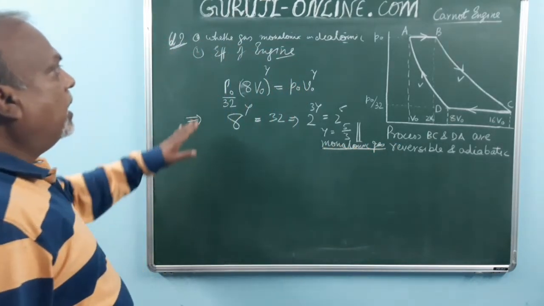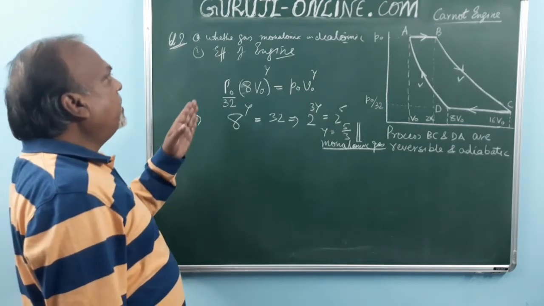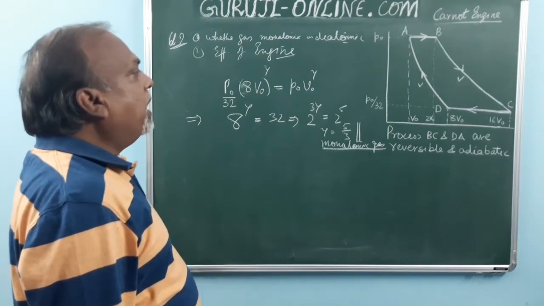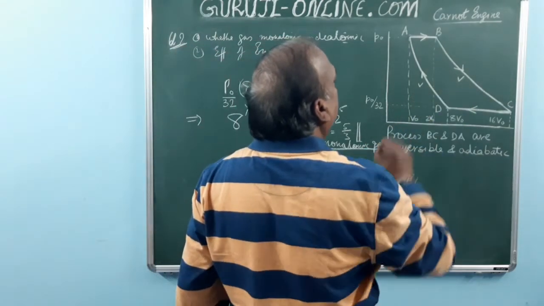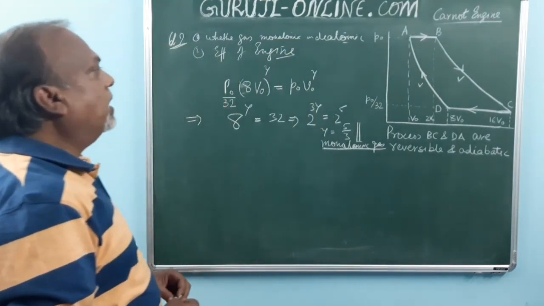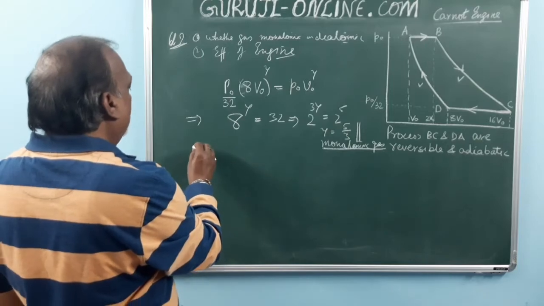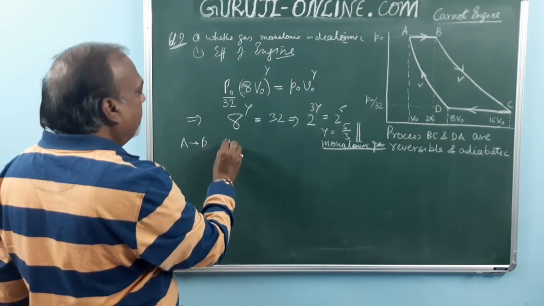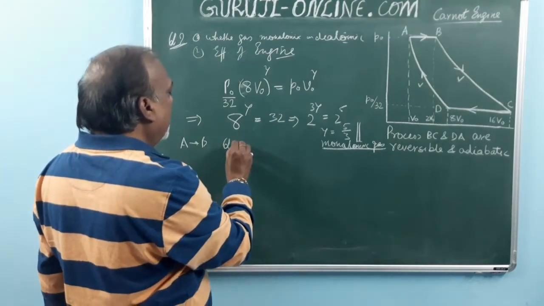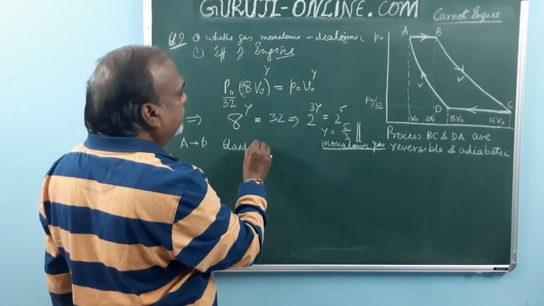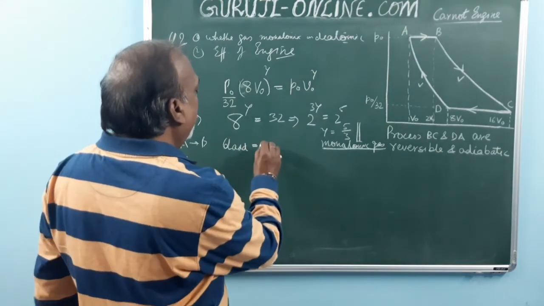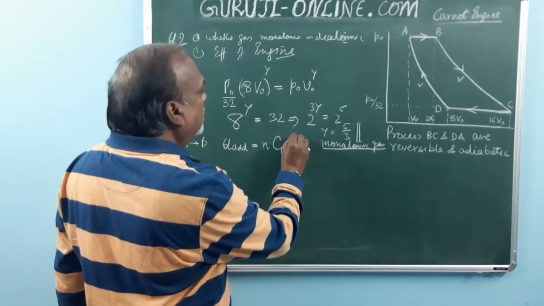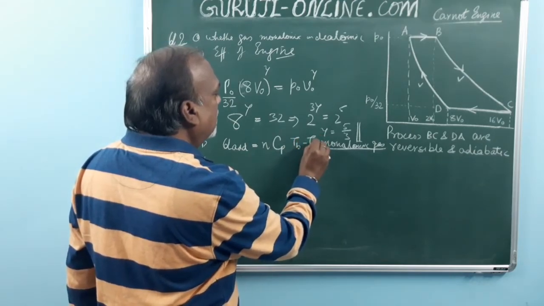Now let us find out the efficiency of the engine. For efficiency we have to find out the Q added and Q exhausted. In these two processes there won't be any addition or exchange of heat. So for the process A to B, Q added is n Cp (TB minus TA), as it is a constant pressure process.